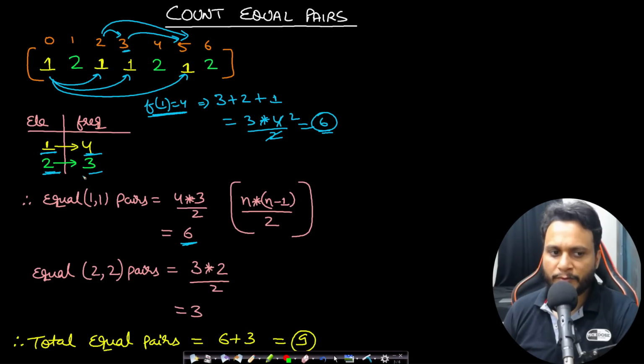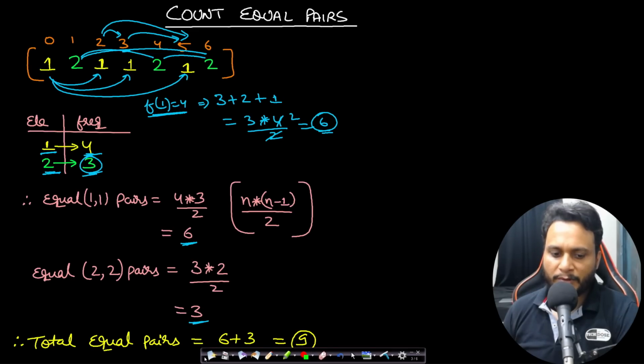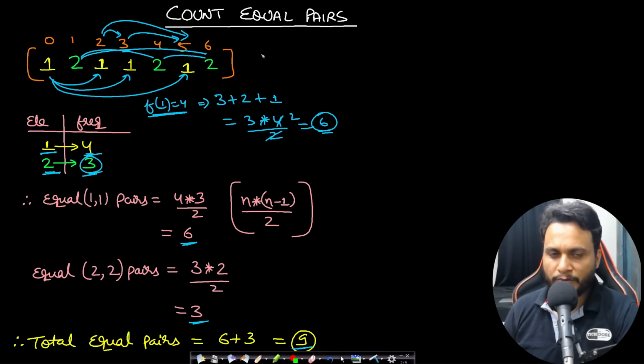And the same goes for 2. 2 will be forming an equal pair with index at 4 and at index at 6, and this fourth one will form only one pair with 6. So total 3 unique pairs are present, right? And you can easily calculate by 3 into 2 by 2. Okay. So the total number of equal pairs in this array due to 1 and 2 will be equal to 9. Here I am not considering k value because I just wanted to show you how to count equal pairs.